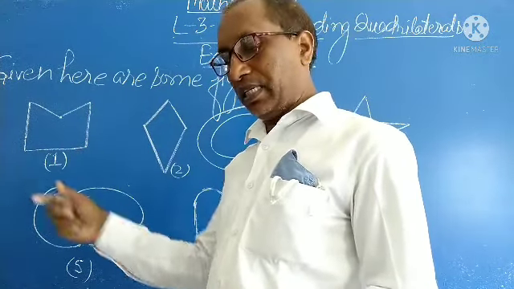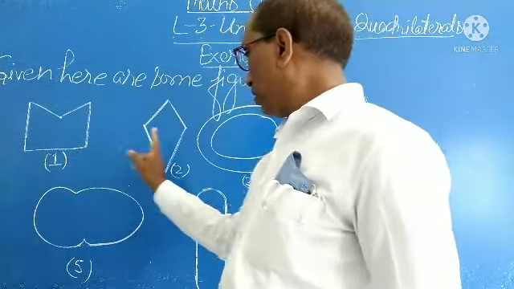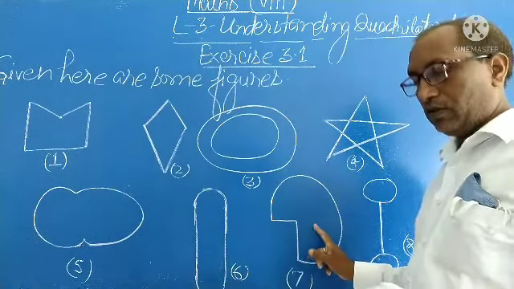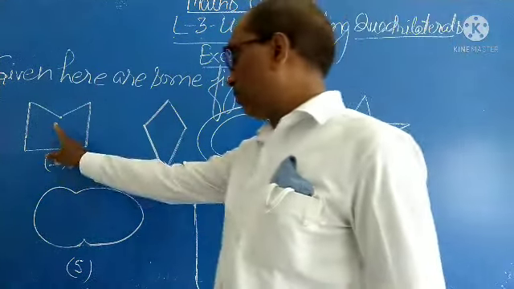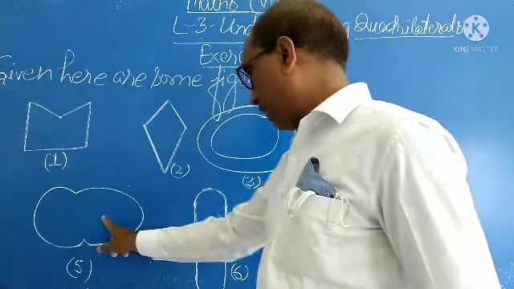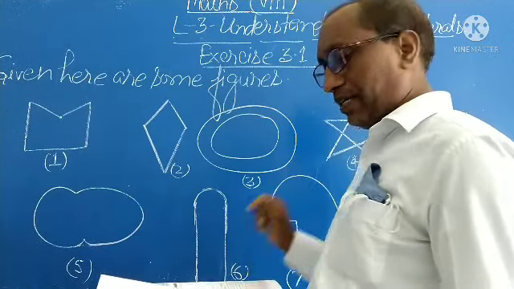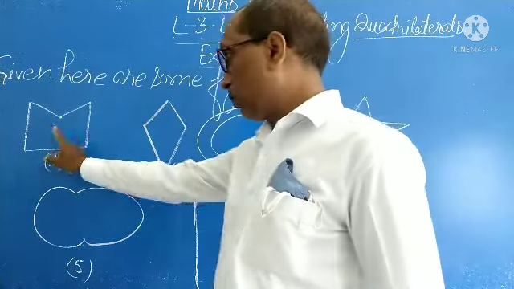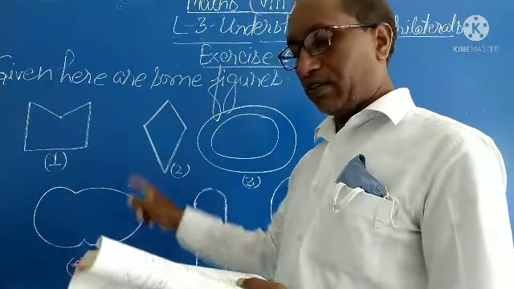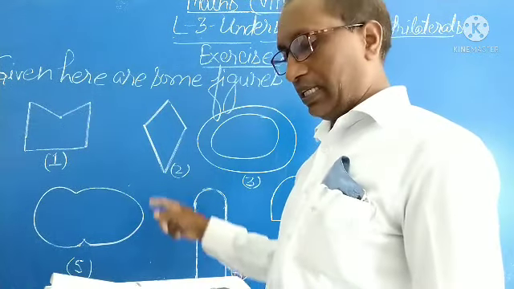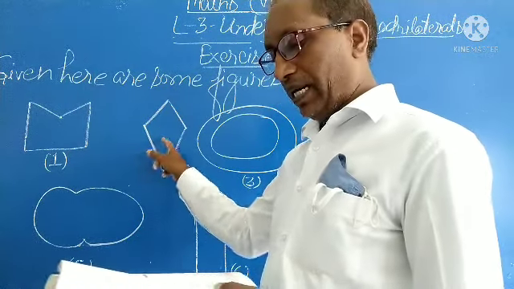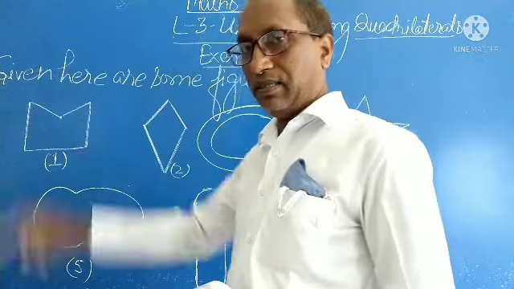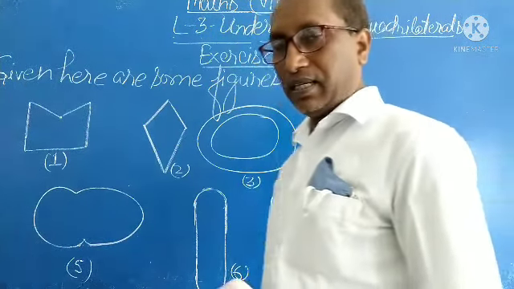Question A answer is 1, 2, 5, 6, 7. Question B answer is 1, 2, 5, 6, 7. And question number C answer is 1, 2. And question number D answer is 2. And question number E answer is 1. Clear?